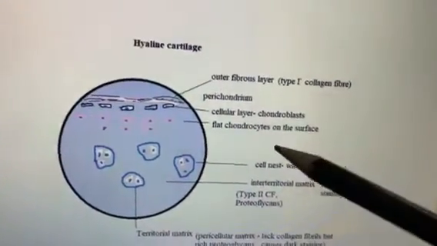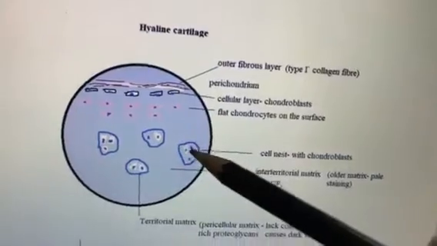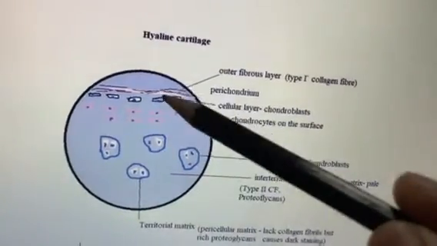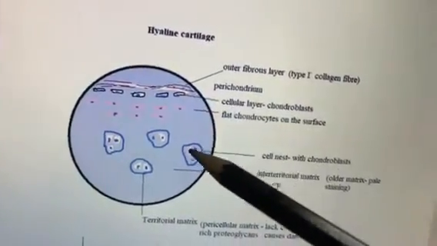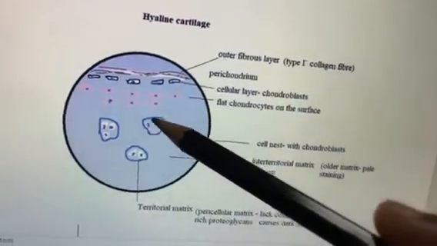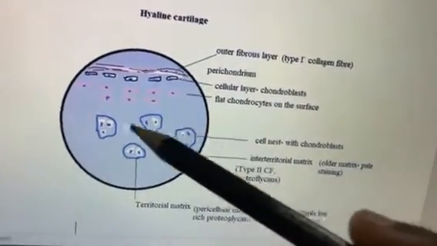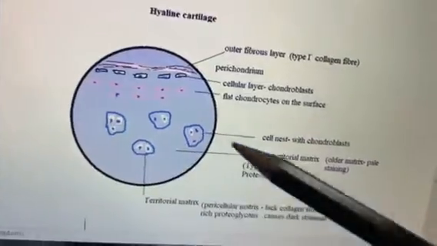Understand? So you need to write 3 components. One is which fiber, type 2 fiber. Here you have the type 1 collagen fiber. Number 2 is cells. Number 3 is proteoglycans. Proteoglycan, this matrix. Understand?